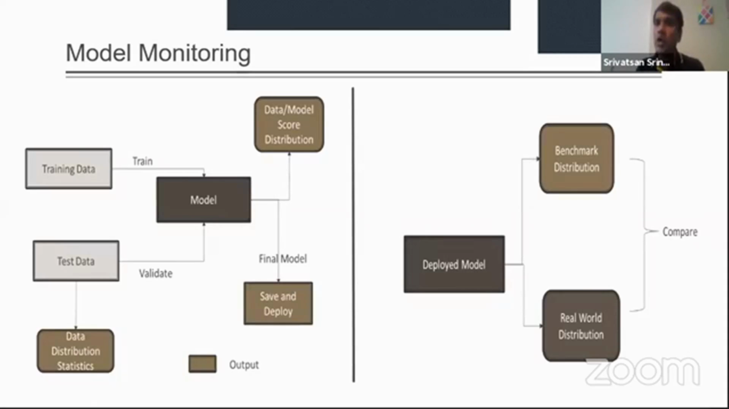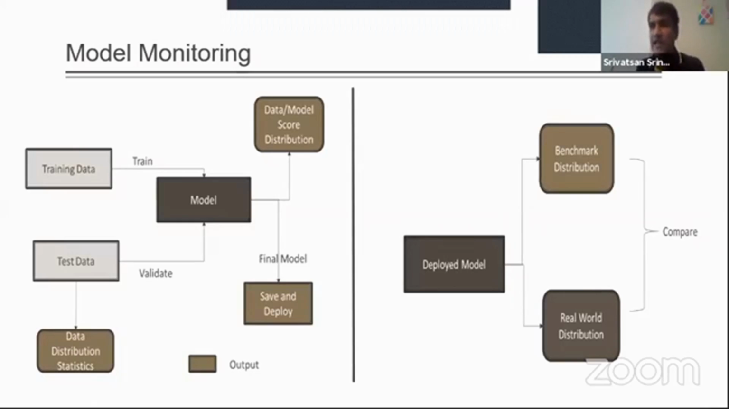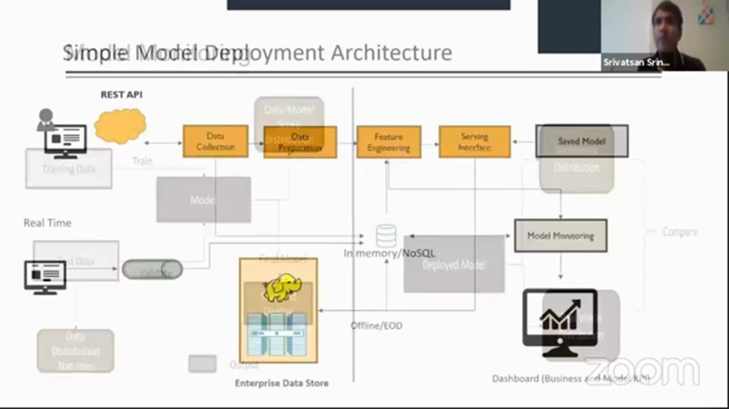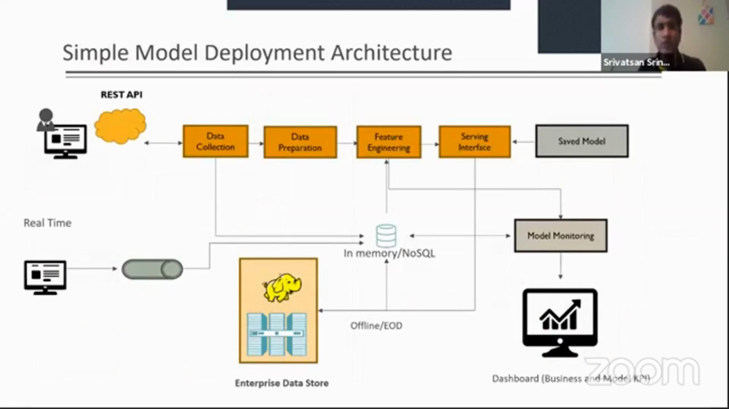Now I have to deploy the model, as my application needs high availability, right? And that's where a deployment pattern comes into play. So this is how your architecture looks before going to the deployment pattern. Now whatever you saw on the top, your data collection, data preparation, feature engineering, serving interface, saved model, your in-memory SQL. Now, if you see over here, your model monitoring component.